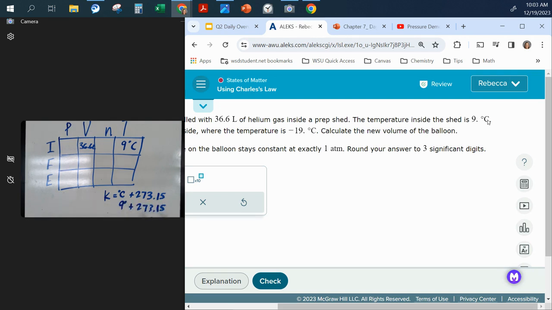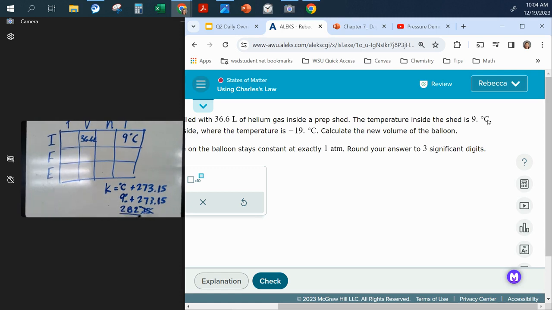What's 3 plus 9? 12. So tell me if this sounds right. 282.15. Okay, then we have to remember our rules for sig figs when we're adding. This one has no decimals, so we can keep no decimals. This will be our answer.